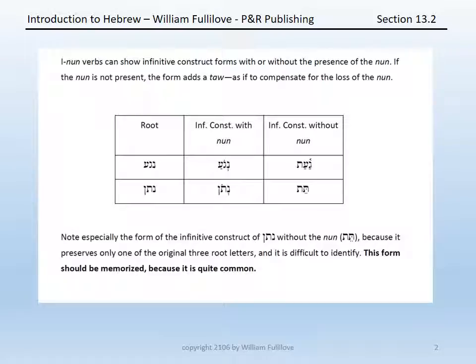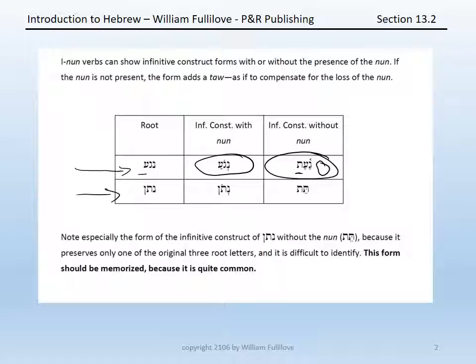So for instance, you could have the root naga, nun gimel ayin. The infinitive construct could be formed normally, nagoa. The only change here is the addition of the furtive patach, which is caused by the ayin. Or you could have the loss of the first noon and have ga'at. The tav at the end is seemingly a compensation for the loss of the original noon.